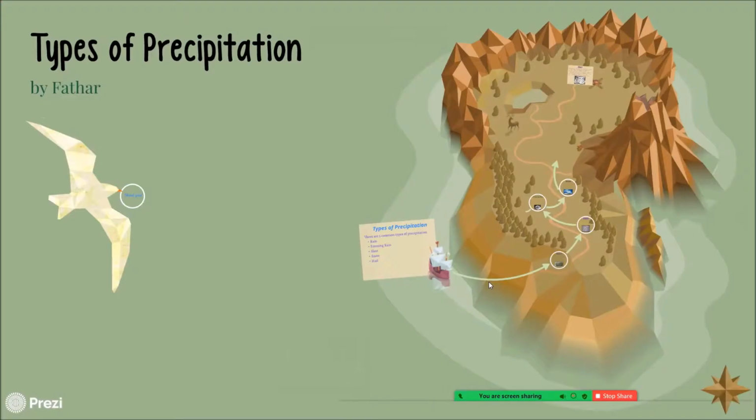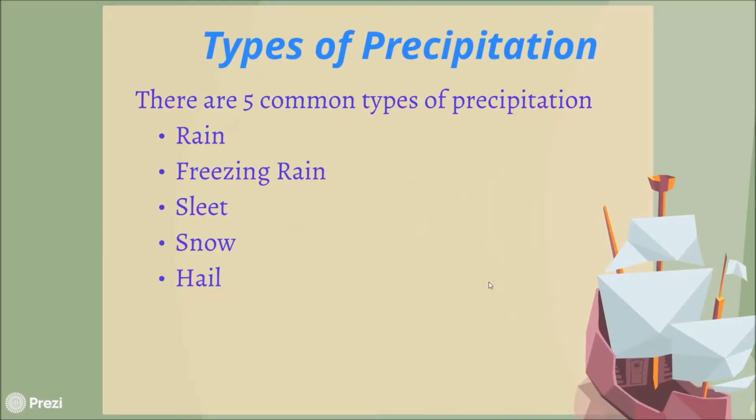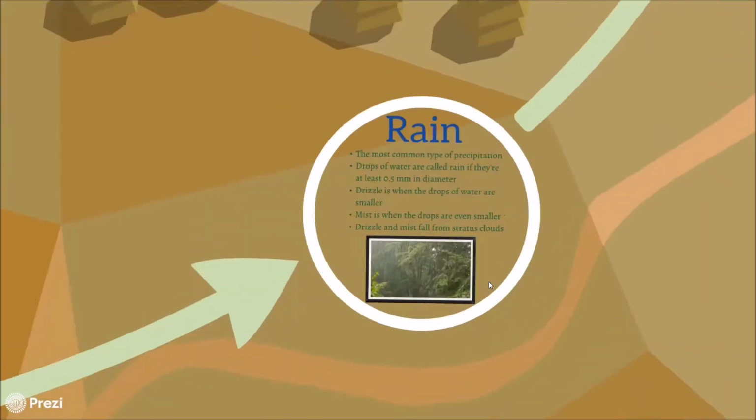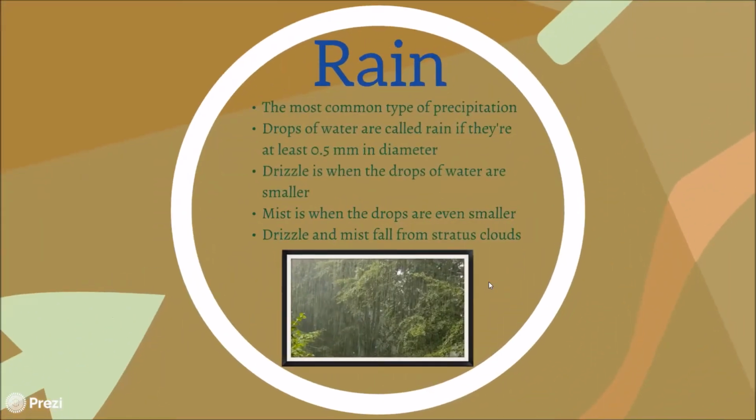We're going to begin by looking at precipitation. There are 5 common types of precipitation: rain, freezing rain, sleet, snow, and hail. Rain is the most common type of precipitation. Drops of water are called rain if they're at least a ½ millimeter in diameter. Drizzle is when drops of water are smaller than that. Mist is when drops are even smaller than that. Drizzle and mist fall from stratus clouds.